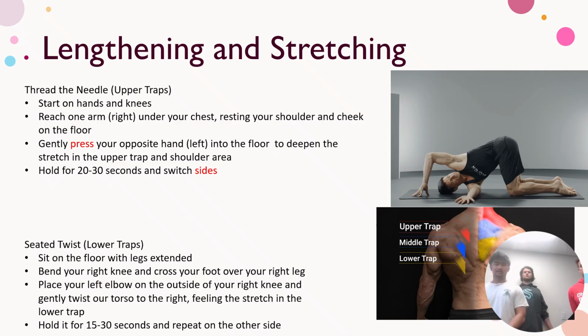For the lower traps, see a twist. Sit on the floor with legs extended, bend your right knee and cross your feet over your right leg. Then put your left elbow onto your right knee and then gently twist your torso to the right, feeling the stretch of the lower trap. Hold it for 15-30 seconds and repeat on the other side.